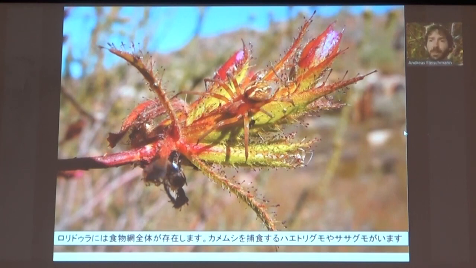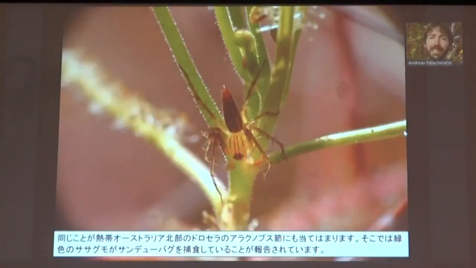And in Roridula, entire food webs exist, not as large and complex as in the Nepenthes, but also comprising several parts. For example, there are jumping spiders and lynx spiders, which hunt not only for the prey of the Roridula, but which also feed on the bugs. And we discovered the same on Drosera section Arachnopus in northern Australia. There's a lynx spider, I don't know the species, probably of the genus Oxyopes, which also hunts for the Setocoris bugs. This also has not been documented so far.